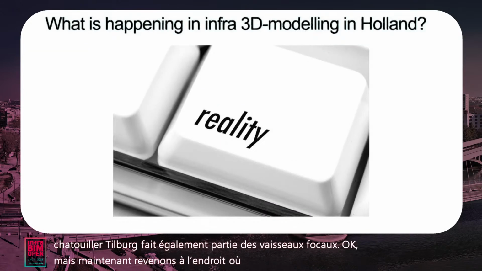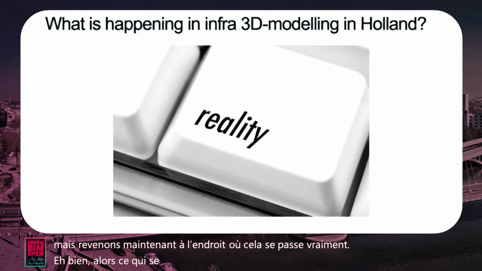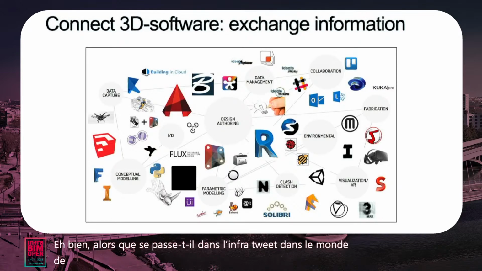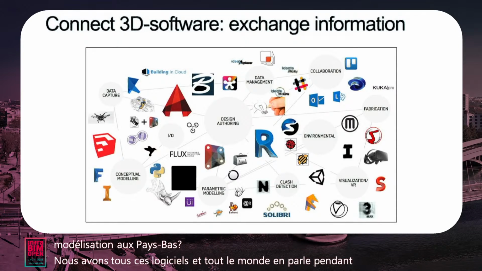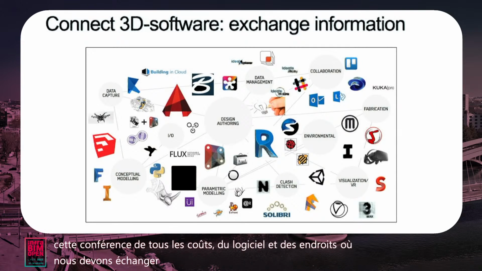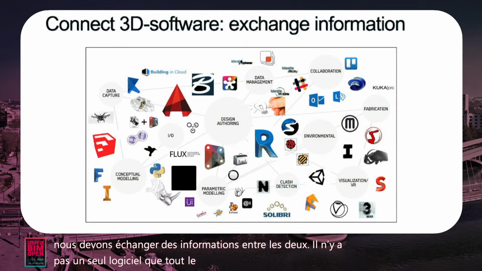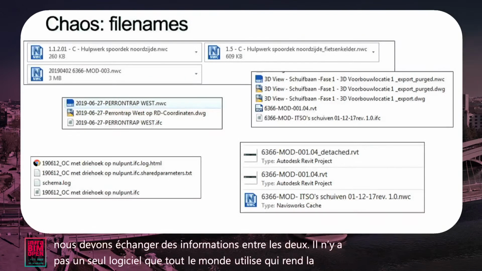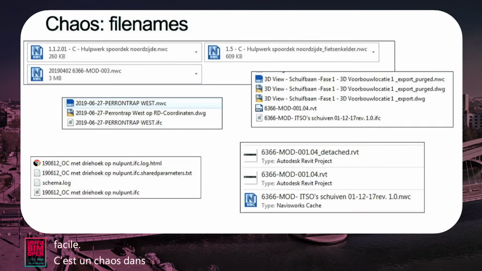Okay, but now back to where it's really happening. So what's happening in the infra 3D modeling world in the Netherlands? We have all this software, and everybody's talking about this during this conference, about all the software and where we have to exchange information in between. There's not one single software which everyone is using that makes life that easy. It's a chaos in file names. You know, everybody is using different file names.